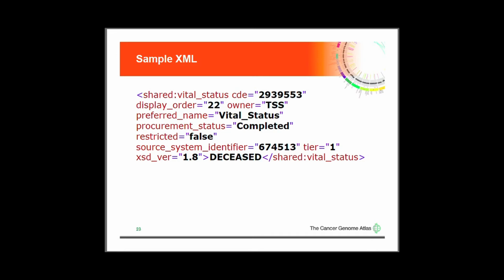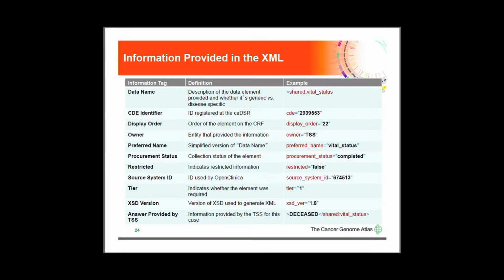I'll give you some definitions here. The data name is basically what the question is. If it's registered, there's the registration code. You can take that code, go to the caDSR browser, type it in, and it comes up and tells you exactly what it is. We also have display orders. One thing we're working with the DCC to fix is that we have all these questions laid out in a very specific order on the forms.